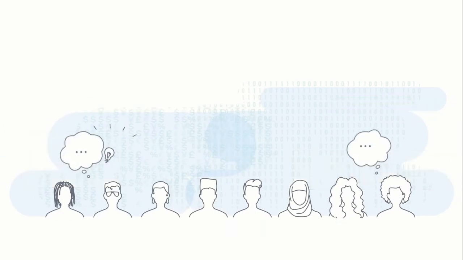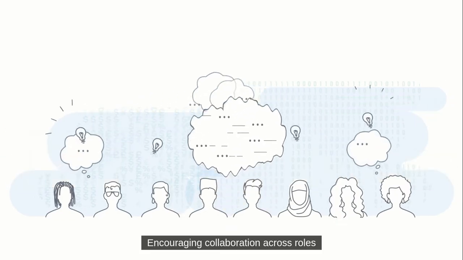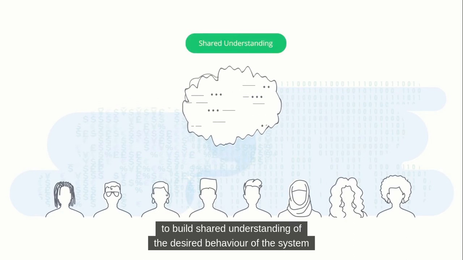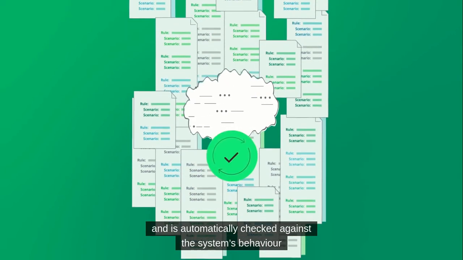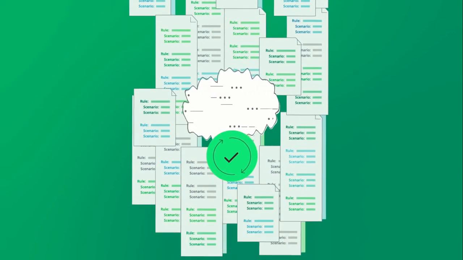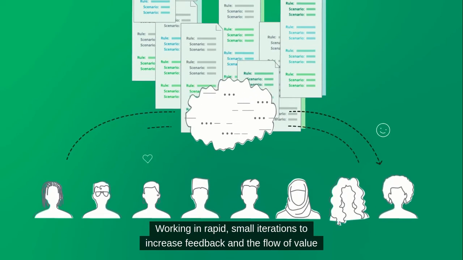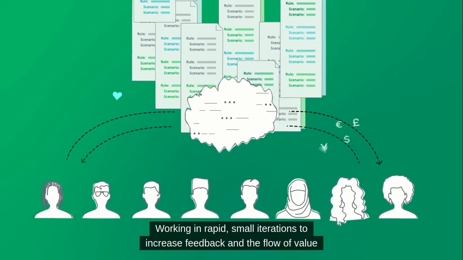by encouraging collaboration across roles to build shared understanding of the desired behaviour of the system, producing system documentation that guides development and is automatically checked against the system's behaviour, working in rapid small iterations to increase feedback and the flow of value.